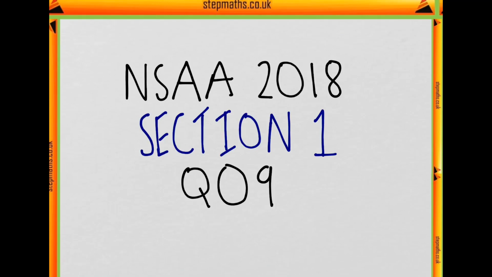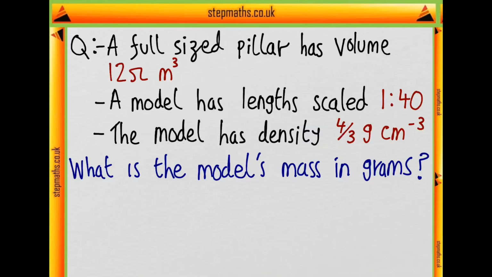This is question 9 of section 1 from the 2018 NSAA paper. In this question, we're given a full-size pillar and we're told it has a volume of 12 pi cubic metres. And we're told about a scale model of this pillar. The lengths of this model are scaled 1 to 40. We're told the model has a density of 4/3 of a gram per centimetre cubed, and we're asked to deduce from this, what is the model's total mass in grams?